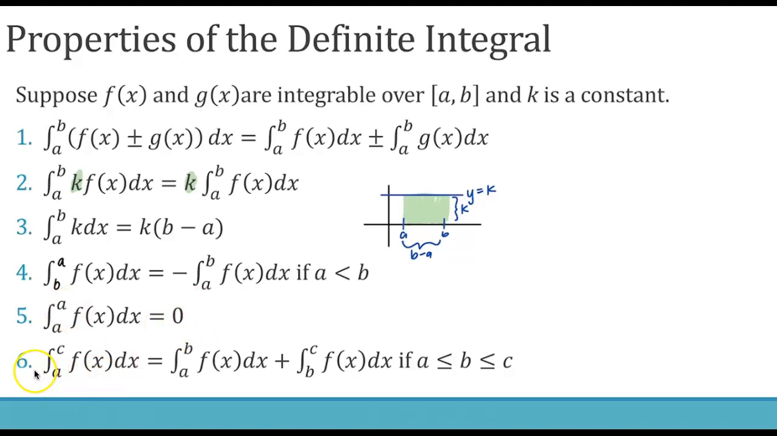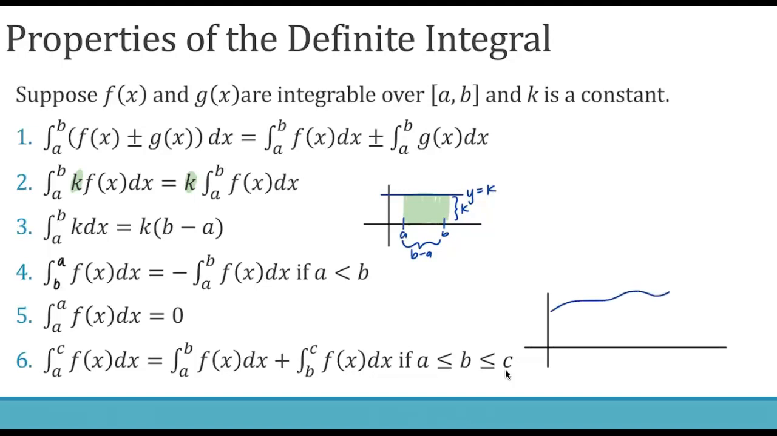And then number 6 says the integral from a to c of f of x dx is equal to the integral from a to b of f of x dx plus b to c of f of x dx if a is less than b is less than c. This is another one that if we draw the graph, it makes a little bit more sense than just trying to look at the notation.